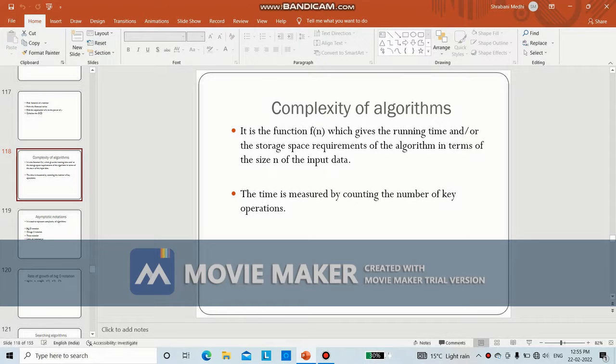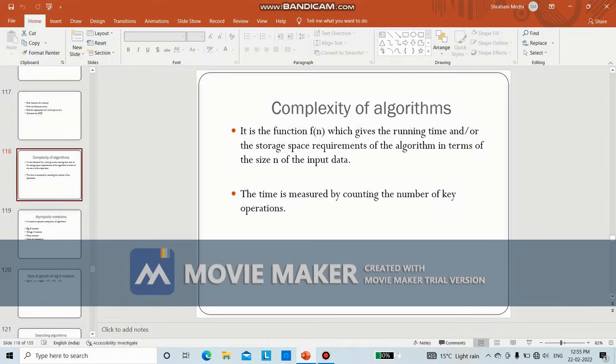So basically, the complexity of an algorithm is used to know how good a particular algorithm performs. It is the function f(n) which gives the running time and/or the storage space requirements of the algorithm in terms of the size n of the input data. So complexity is of two types. One is time complexity and the other is storage or space complexity.